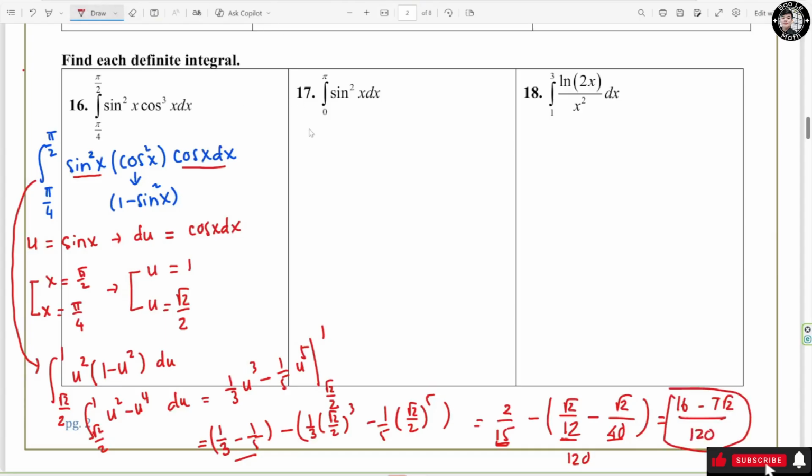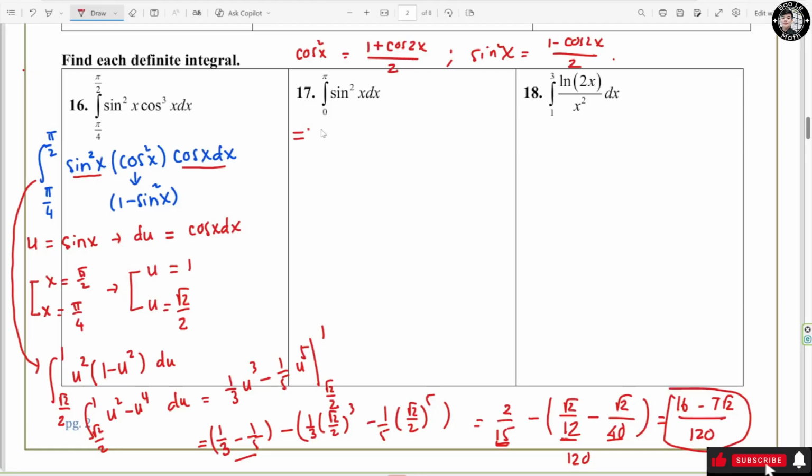Now let's move on to question 17. Alright, we're going to use the half angle formula, right? Remember we have cosine square of s equals 1 plus cosine 2s over 2. Sine square of s equals 1 minus cosine 2s over 2.